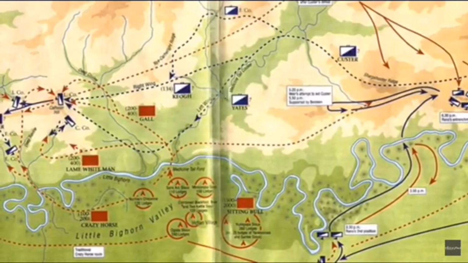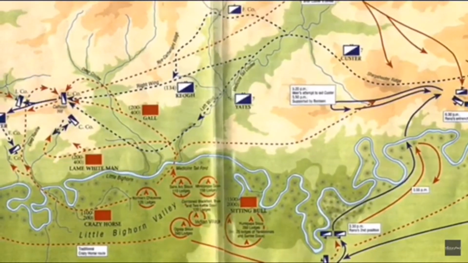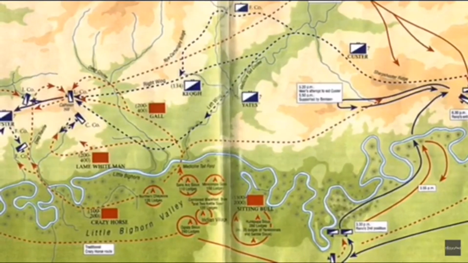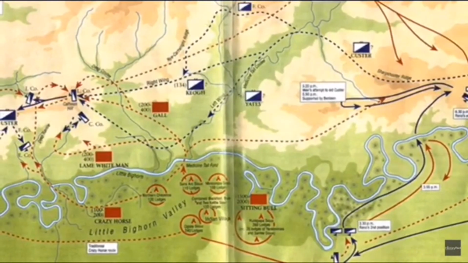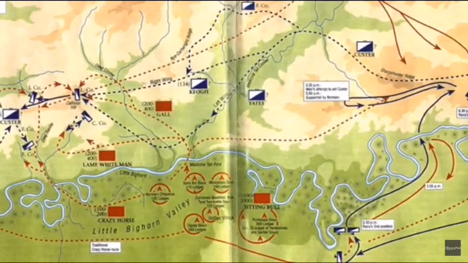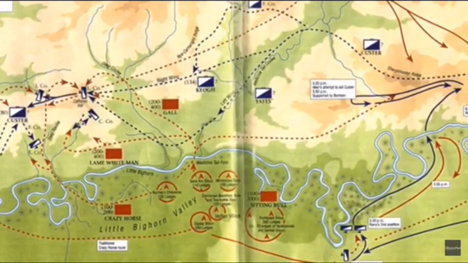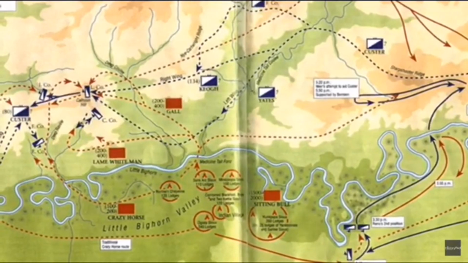Sitting Bull inspired fellow Plains Indians to form an alliance against the invasion of their lands, and by late spring 1876, thousands of warriors had joined him at the Little Bighorn River in an area that they referred to as the Greasy Grass.